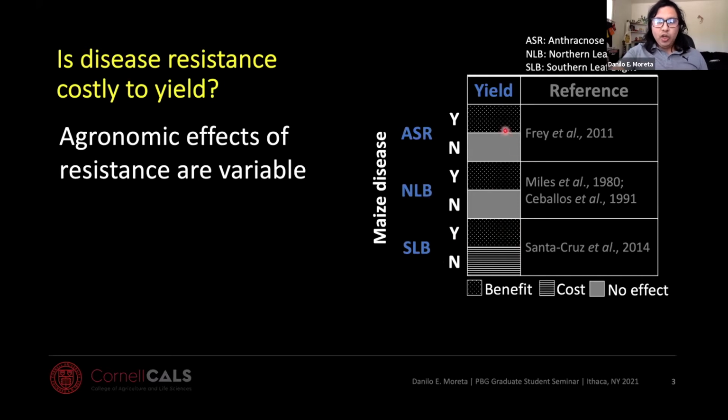Resistant plants showed yield benefits in the presence of the disease. In the absence of the disease, the yield of those resistant plants was not affected in the ASR and the NLB case. However, some modest yield cost associated with resistance alleles were observed in the SLB case. These results confirm that the yield effects of resistance are variable across different maize pathosystems.